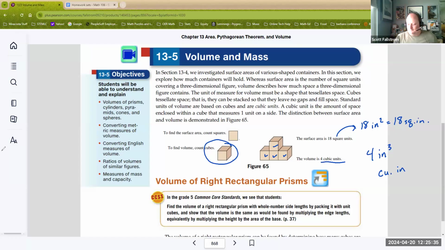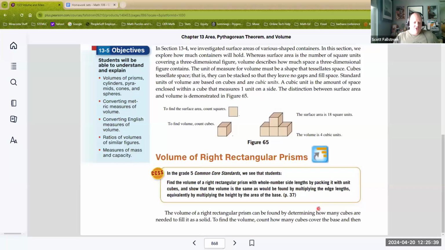All right, let's move on. What do we have for Common Core? Well, Common Core, grade 5. So 5th grade, we're finding volume of rectangular prisms with whole number side lengths, and we're packing those with unit cubes. The volume would be the same as found by multiplying edge lengths, or by multiplying the height by the area of the base. So notice the height by the area of the base gives us the idea that we may be using something similar to what we did with surface area.